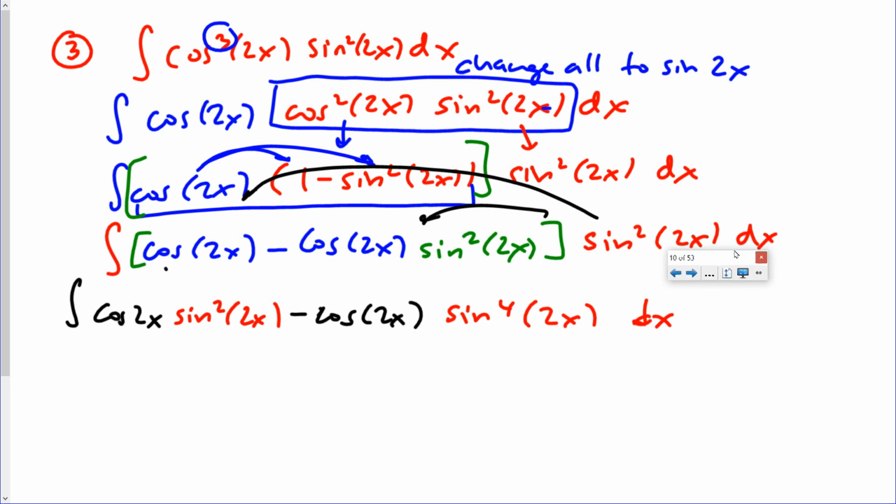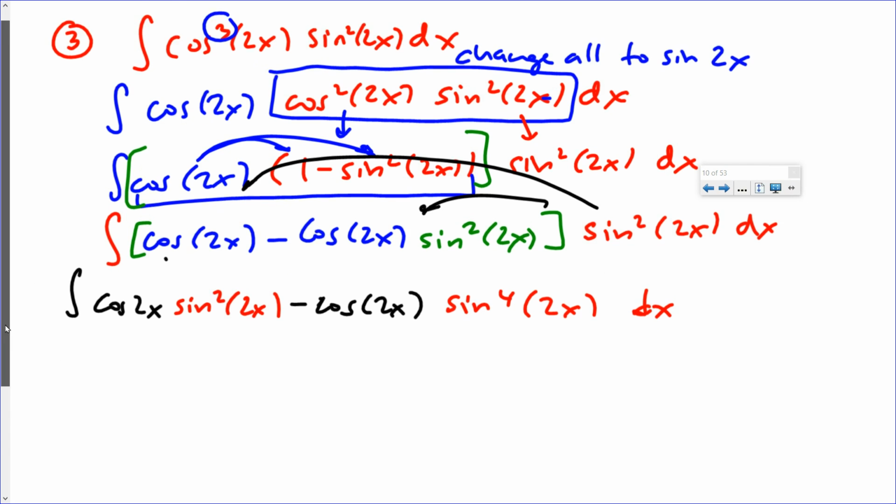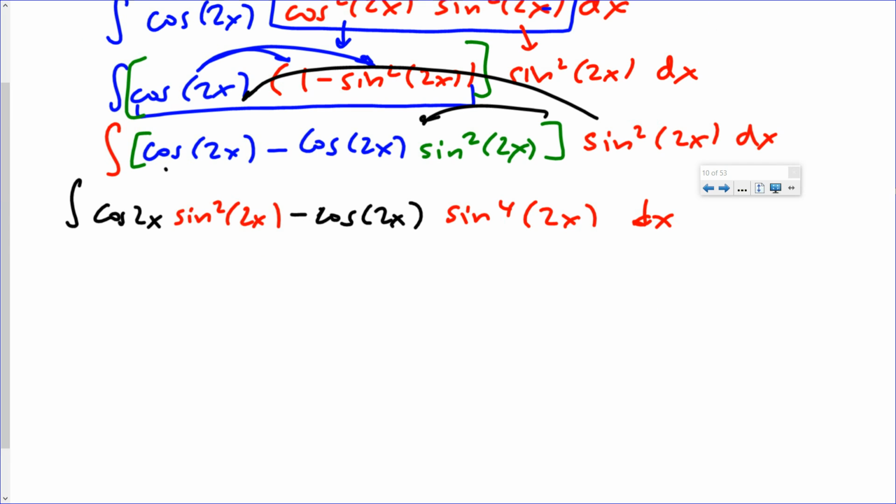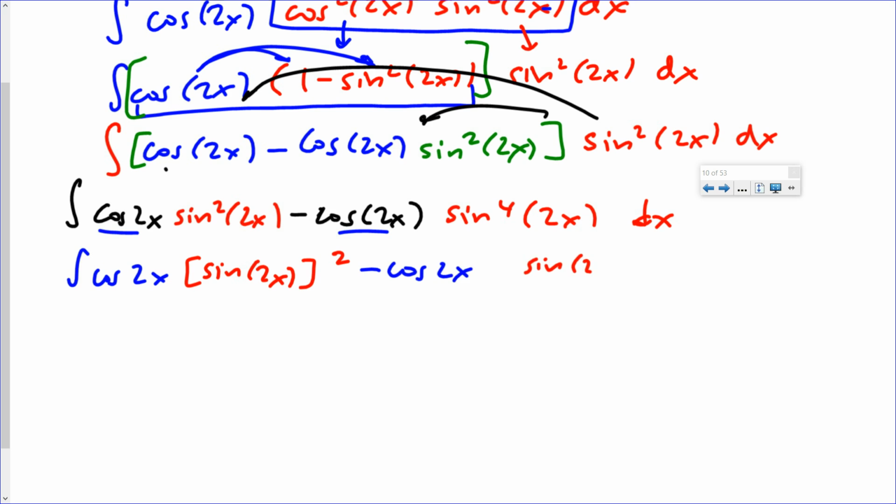Okay, there's my distribution. And the trick here is since I saved this cosine x, the derivative of sine x is cosine x, right? So it's going to cancel out. So what does that mean? Let me actually change these exponents. This is actually cosine 2x times sine 2x raised to the second power, minus cosine 2x times sine 2x raised to the fourth power dx, all right?